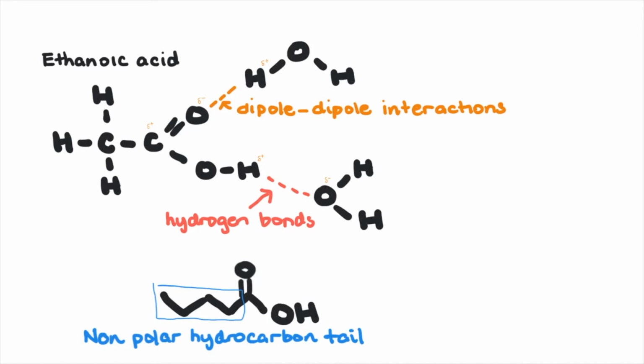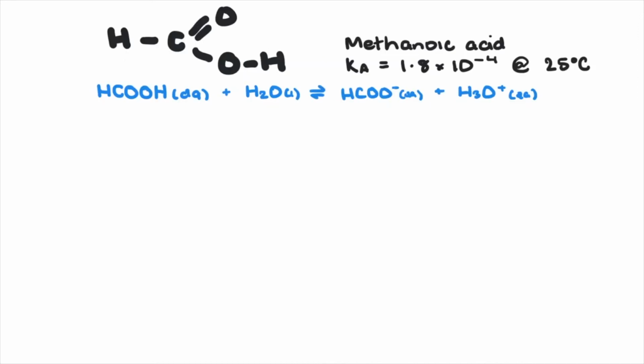Take a look at methanoic acid. The small Ka tells us that only a very small percentage actually ionizes into the methanoate ion and hydronium.